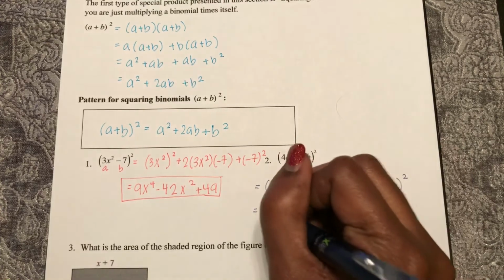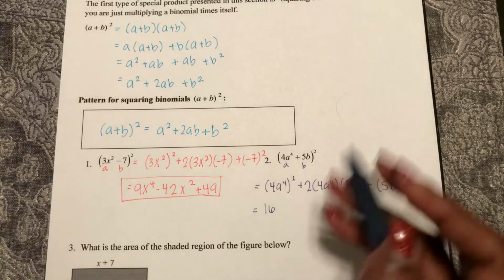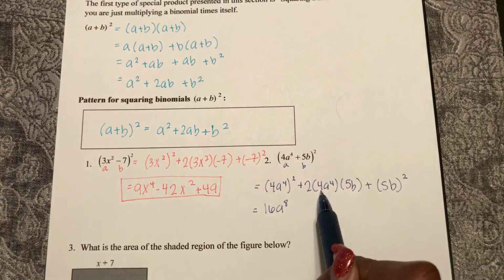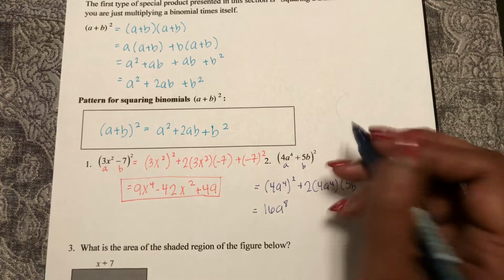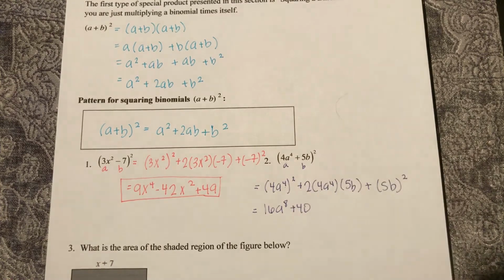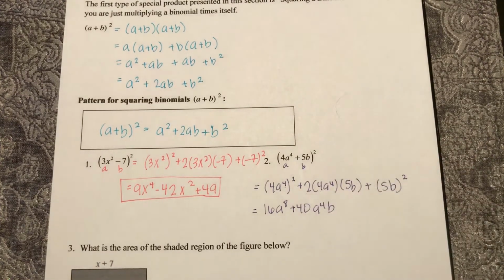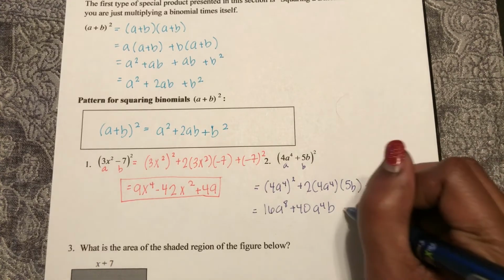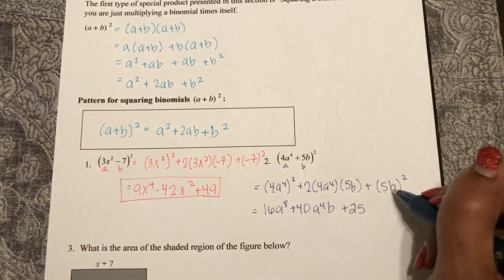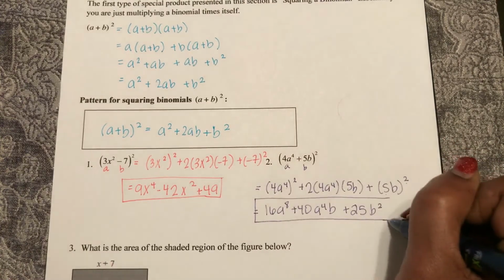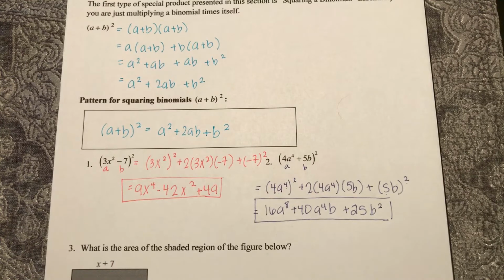4 squared is 16. A to the 4th, squared, is a to the 8th. 2 multiplied by 4 is 8, multiplied by 5 is 40, and then I have a to the 4th b. So now 5 squared is 25, and b squared is b squared. So we used our properties of exponents to simplify there.